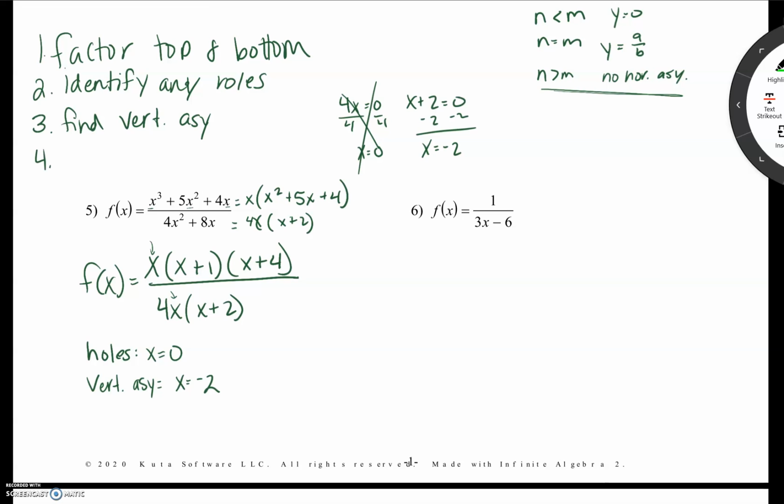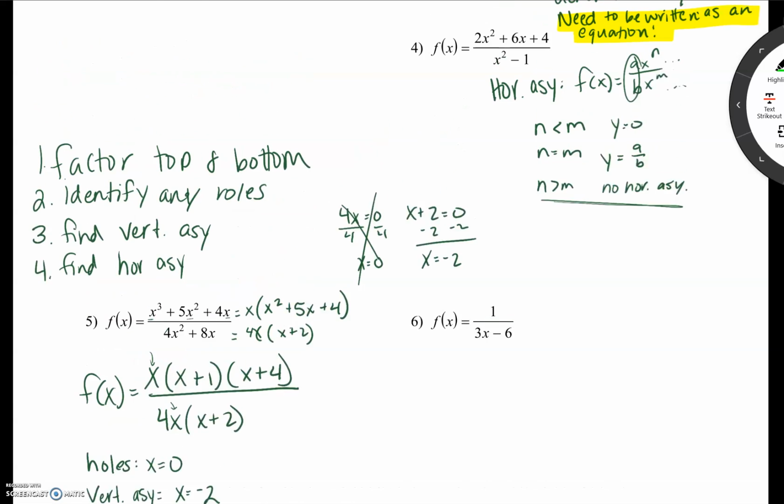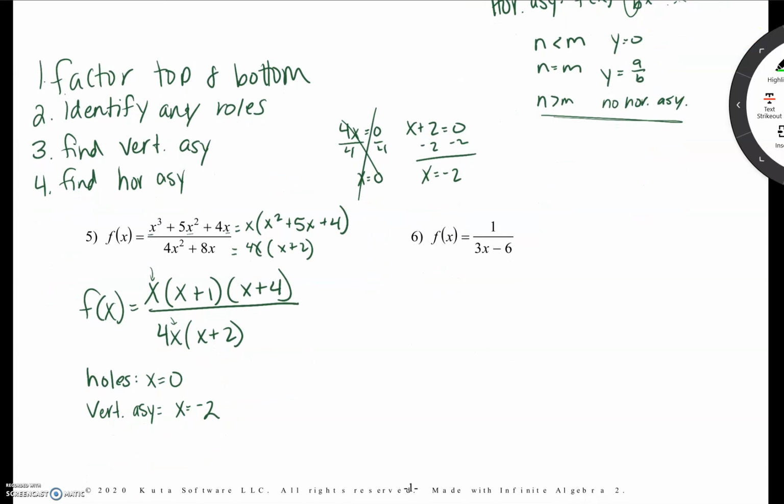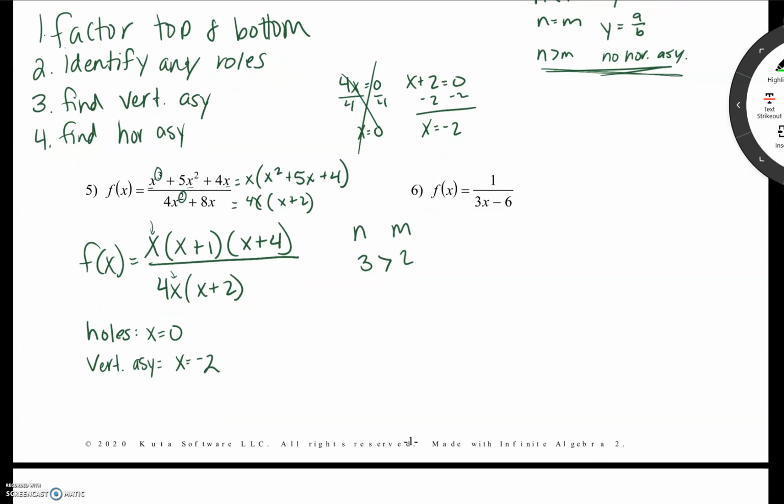And last, find the horizontal asymptote. And remember, the horizontal asymptote can be found by looking at the degree of the function. So we're going to look back at the original equation, so not the factored one. Our degree up top is 3 and our degree on the bottom is 2. So n and m, which would be 3 and 2. So what does that tell us? There is no horizontal asymptote.